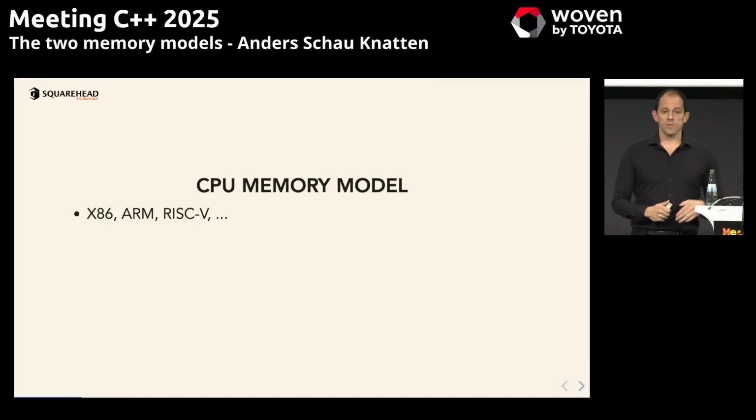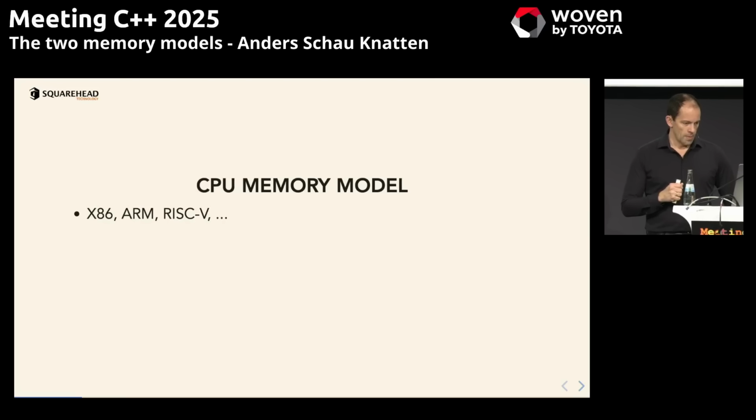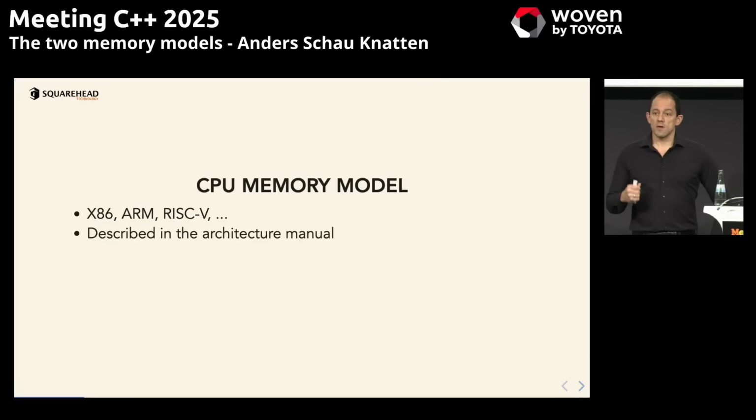So I'm going to use quite a lot of examples from x86 because that's, I guess, still what most of us use. And ARM and RISC-V are kind of similar, and I'm using RISC-V as an example because it's open source, which I like, and it's really well documented. Especially the memory model for RISC-V is really nicely documented. So you'll typically find this in the architecture manual for the CPU.